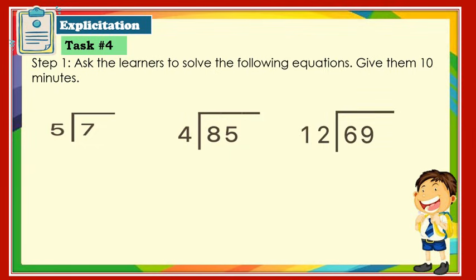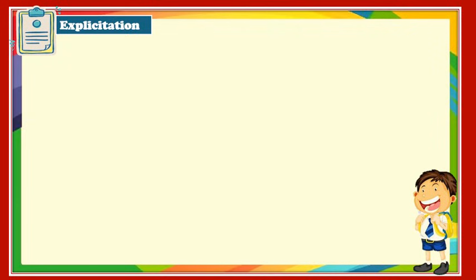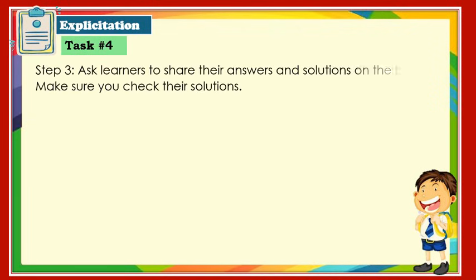Okay, so let's check our answers now. You can check your solution based on my solution here on the board. Okay, so 7 divided by 5 is 1. 1 times 5 is 5. 7 minus 5 is 2. So the answer is 1, remainder 2, since our answer is not exact.